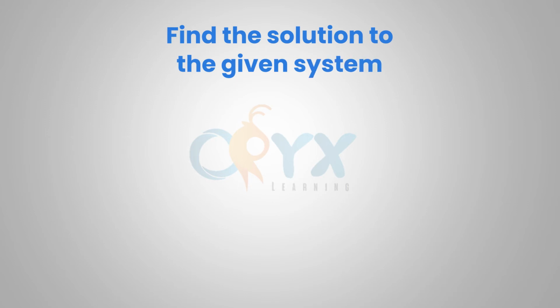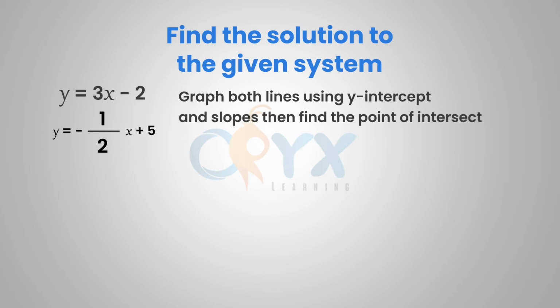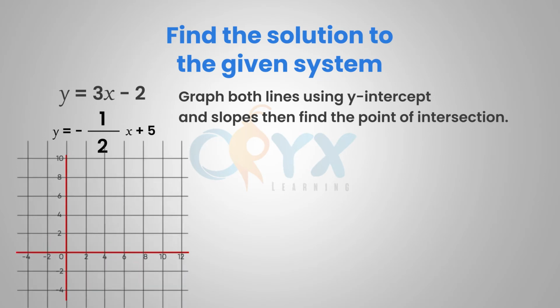Find the solution to the given system: y equals 3x minus 2, y equals -1/2 x plus 5. Graph both lines using y-intercept and slopes, then find the point of intersection. Remember, the point of intersection of a system is the solution. In the first line, we will start at a y-intercept of -2, and then from there go up 3 and to the right 1 for the slope of 3, and connect the dots.